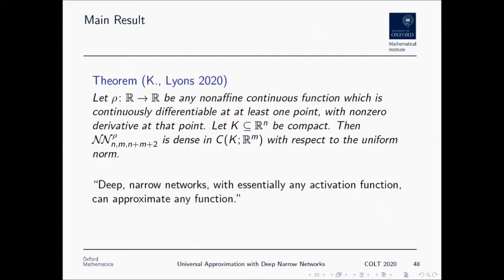And so I'd invite you to go back to those 3 questions I just posed and see how it answers them. What activation function? So we have this technical condition on the activation function that it should be continuously differentiable at least one point with non-zero derivative at that point. And I'll discuss that more in a moment. But essentially, this is very weak. Any activation function we might imagine using in a computer will satisfy this property. Next up, the width. We explicitly specify that as n plus m plus 2. And then what topology is the uniform topology, which also implies LP topologies as well.